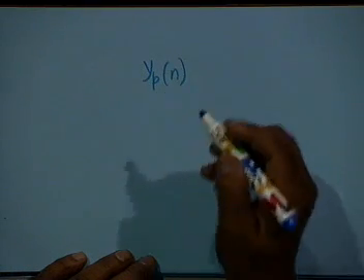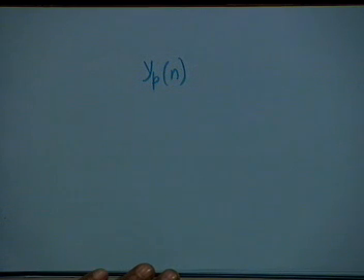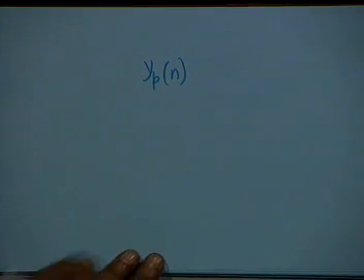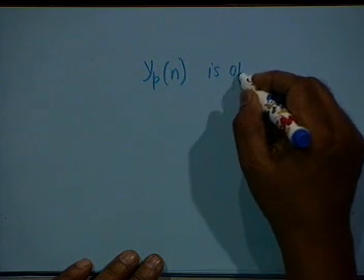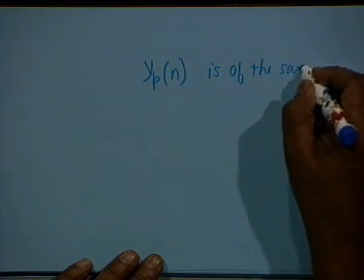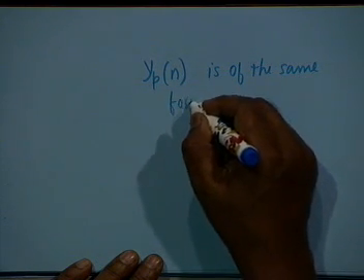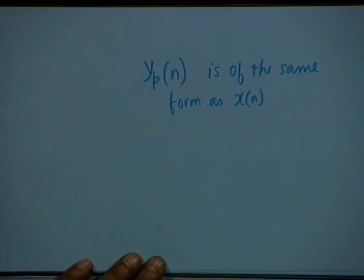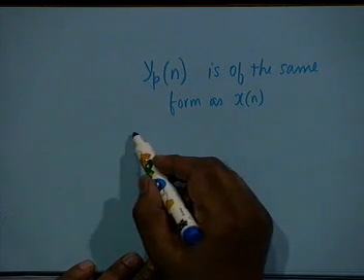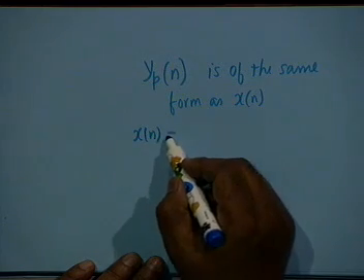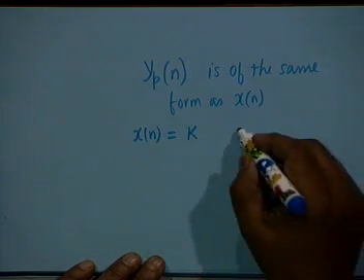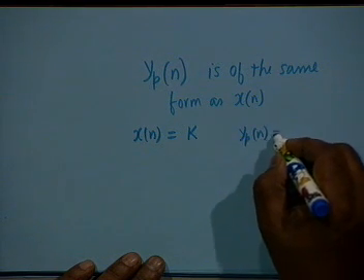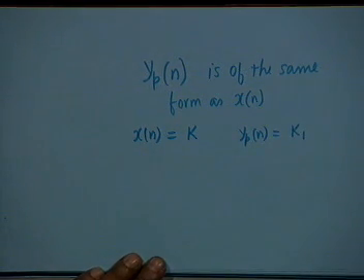The particular solution yp of n is very simple to find out. Yp of n is of the same form as x of n, the input. In other words, if x of n is, let us say, a constant k, then yp of n shall also be another constant, let us say k1.